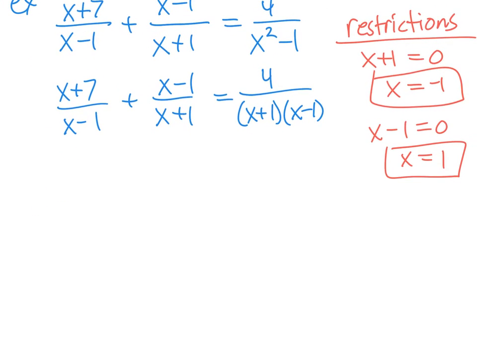All right, let's go back to our equation. We're on the next step, so let's multiply by the lowest common denominator. We need to multiply by something that contains every factor in the denominators. As we can see, again, this one right here contains all of the factors in the other denominators, so I'm just going to multiply everything by (x plus 1)(x minus 1).